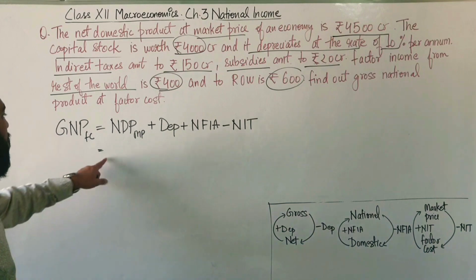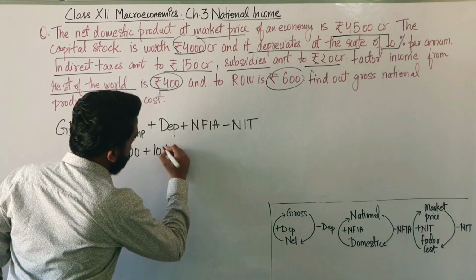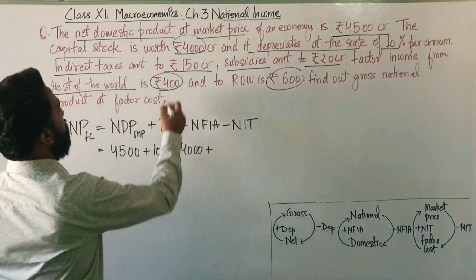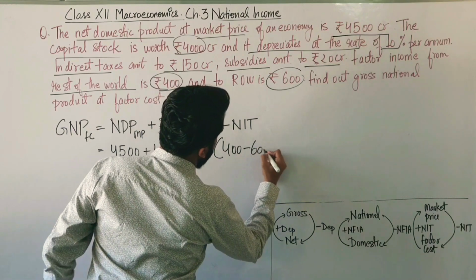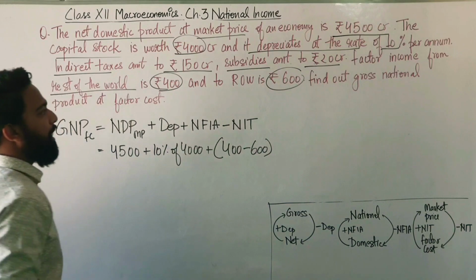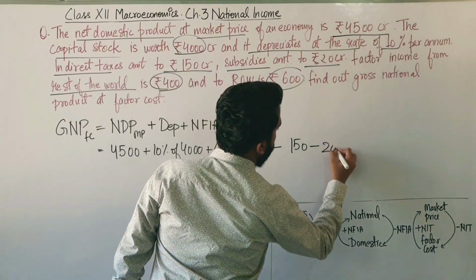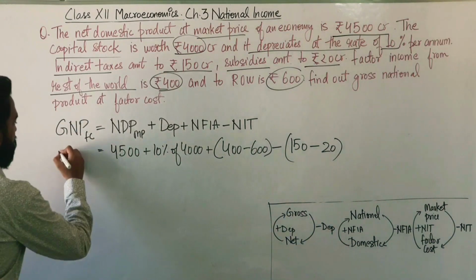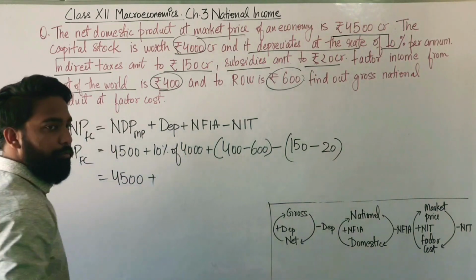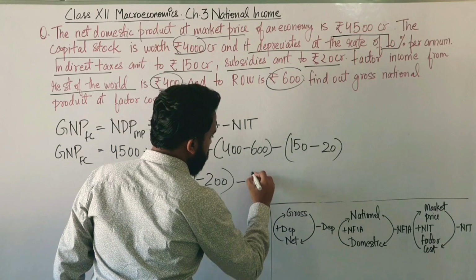Now let's put down the values. NDPMP, that is rupees 4500 plus depreciation. Depreciation is 10% of 4000. NFIA is not given directly, but its components are given, which is 400 minus 600. 400 is received from abroad, that's why it's written here, and paid to abroad is 600. Now NIT, indirect taxes are given 150 and the subsidies are given 200. Now we can calculate the value of GNPFC. Now students, start calculating it. 4500 plus 10% of 4000, which is 400, plus minus 200 and minus 130.